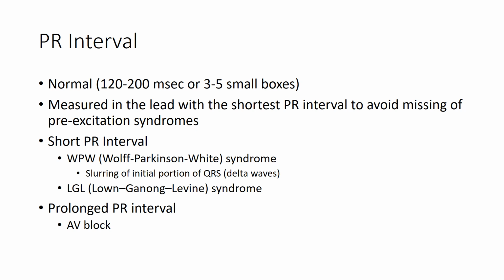Short PR interval, when combined with the slurring of initial portion of QRS complex, which is termed as delta wave, is called WPW or Wolff-Parkinson-White pattern, and when associated with symptoms as well as arrhythmias, it is called WPW syndrome. When the PR interval is short but is not associated with slurring of QRS complex, it is called Lown-Ganong-Levine syndrome or the LGL syndrome.